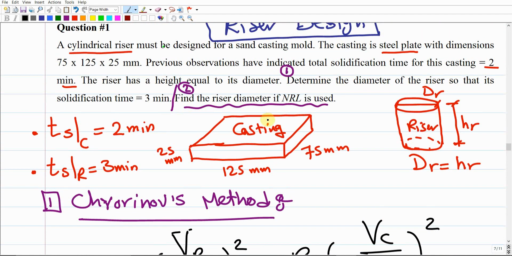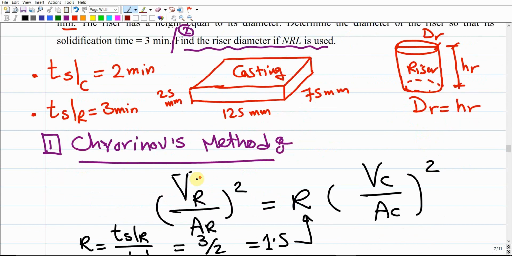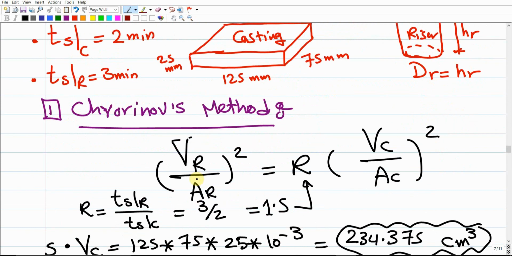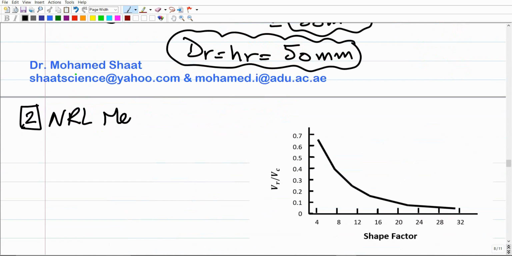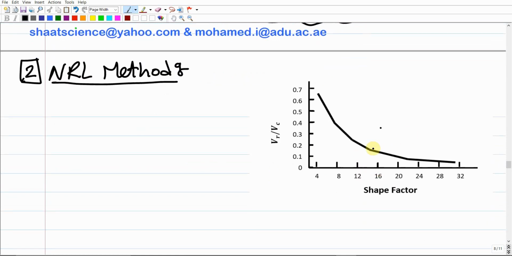Now we're going to repeat the same, and we calculate dr and hr, but using the Naval Research Lab method. If you remember, the NRL method, the second method here, depends on the calculation of a shape factor and using a curve like this one. This curve will be given to you on the exam or in the problem.